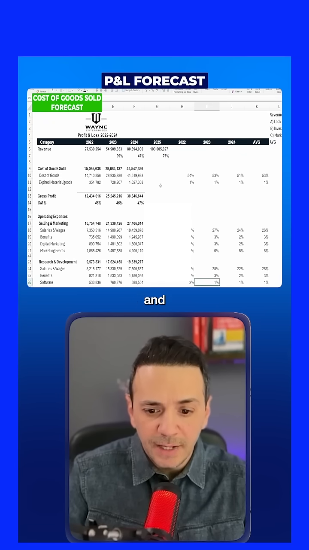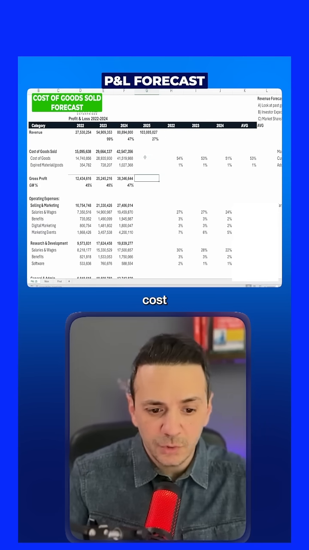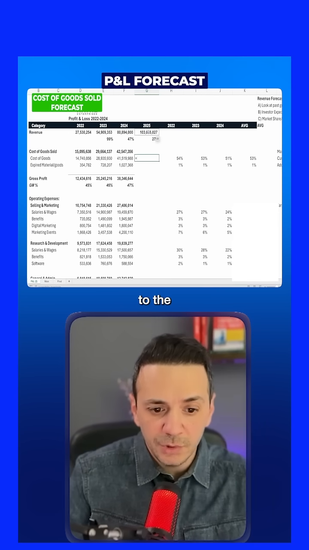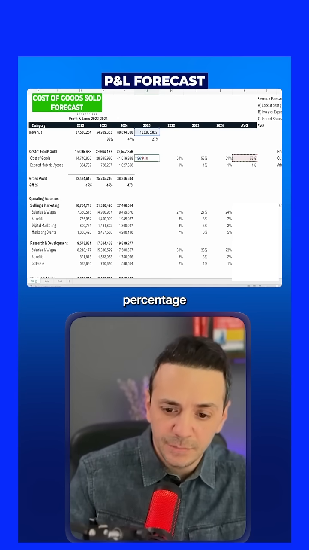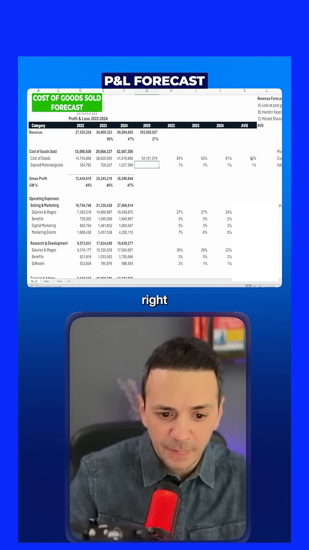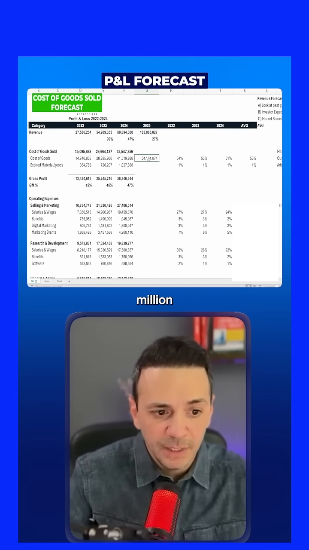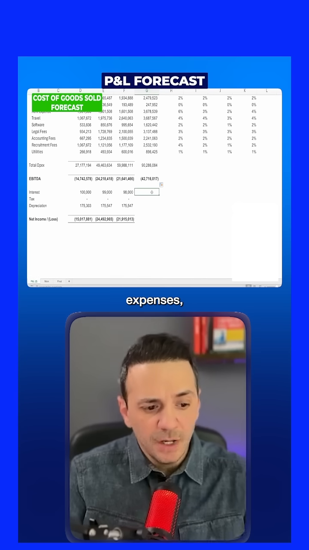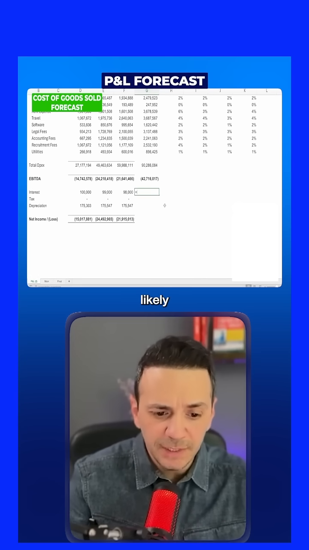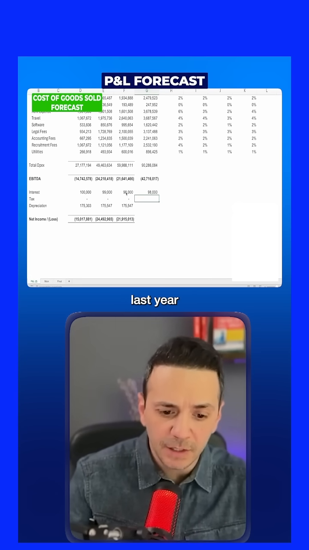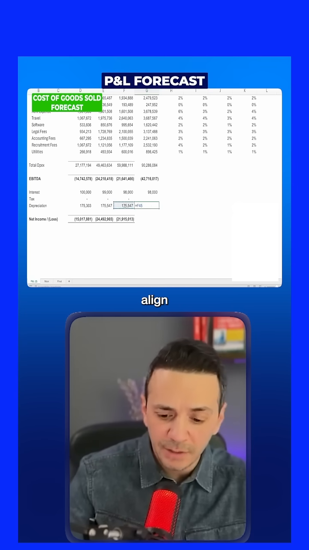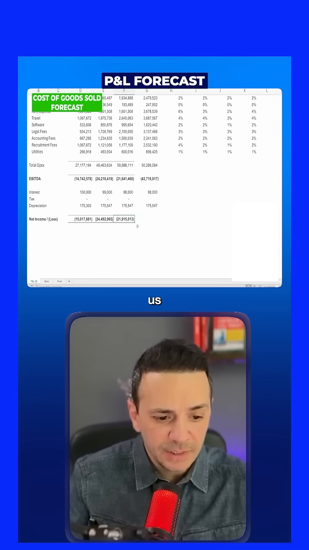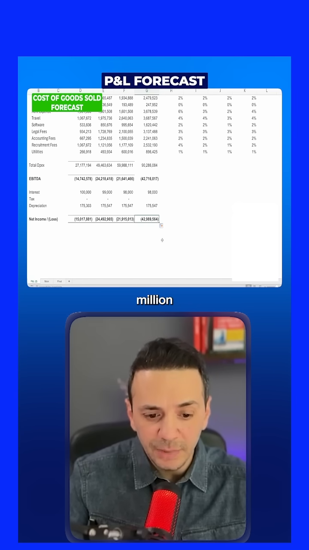We can go ahead and calculate that change. Cost of goods sold is going to be equal to the revenue number that we just forecasted times the average percentage of revenue. Right, so it's going to be 54 million. For the non-operating expenses, we'll look at interest, which most likely is going to resemble the number that we had in the last year. But for depreciation, that's also going to most likely align with last year. And that's going to give us a net income or loss here of negative 42 million.